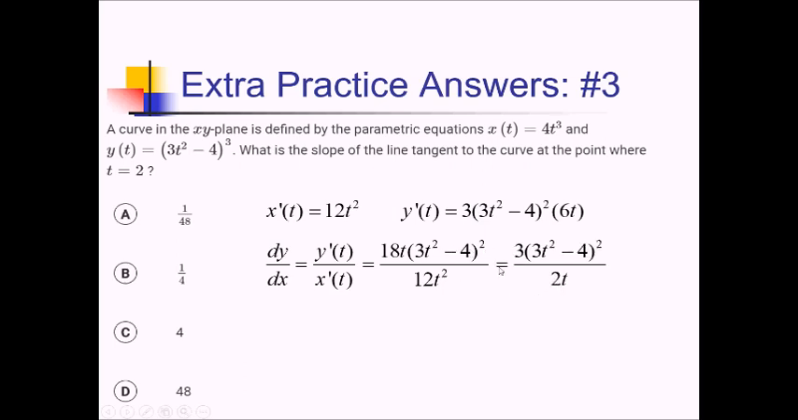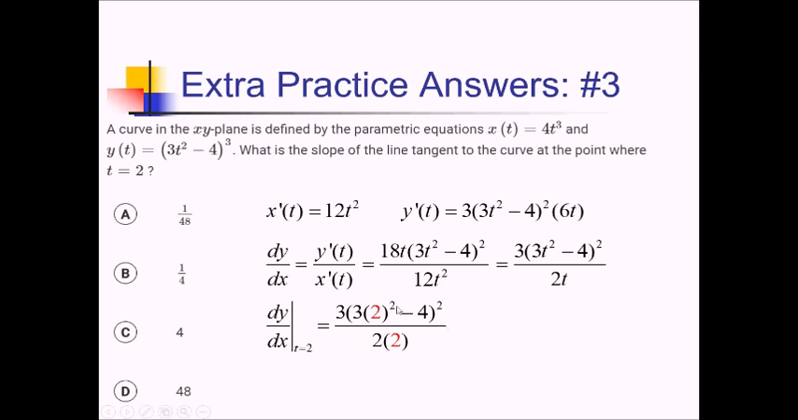And the reason I'm bothering to simplify this is I know I'm going to have to plug in 2 for t on this very next step here. So I'm just trying to make my life a little bit easier. So now let me go ahead and do that. So we have 3 times (3 times 2 squared minus 4) squared all over 2 times 2. I'll take this in a couple bites.